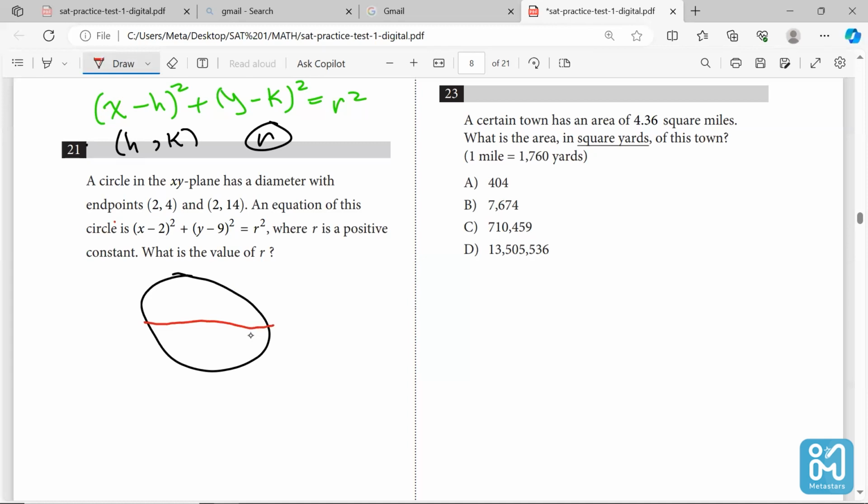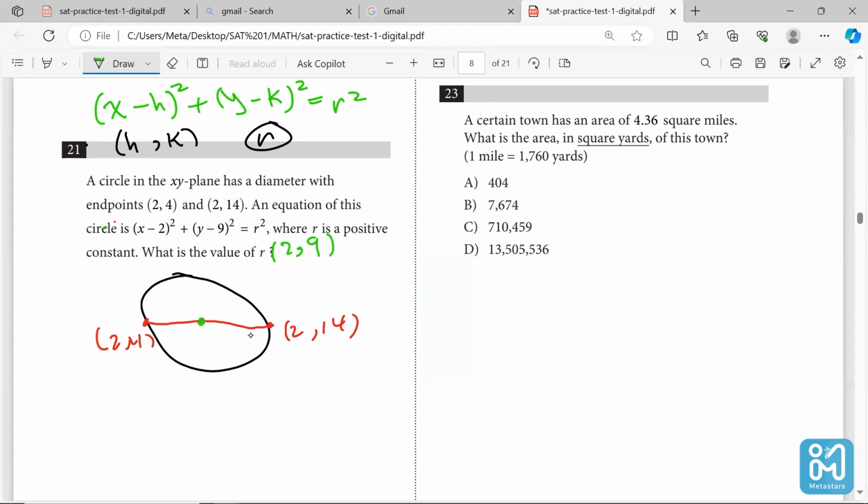It's here. The ordered pairs are going to be here. It's (2, 4), and the other one is (2, 14). And the center, let's find the center here. It's going to be (2, 9). We take the opposite sign.